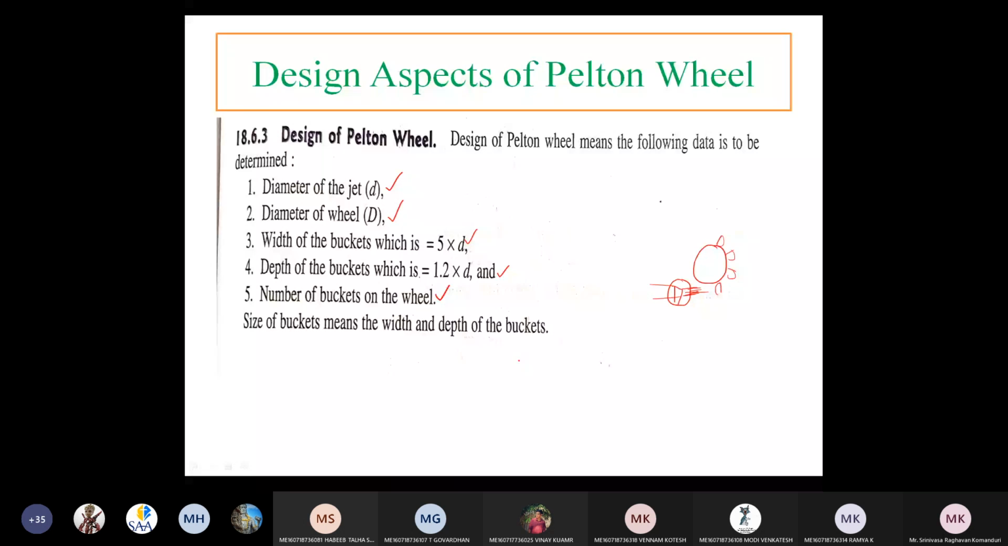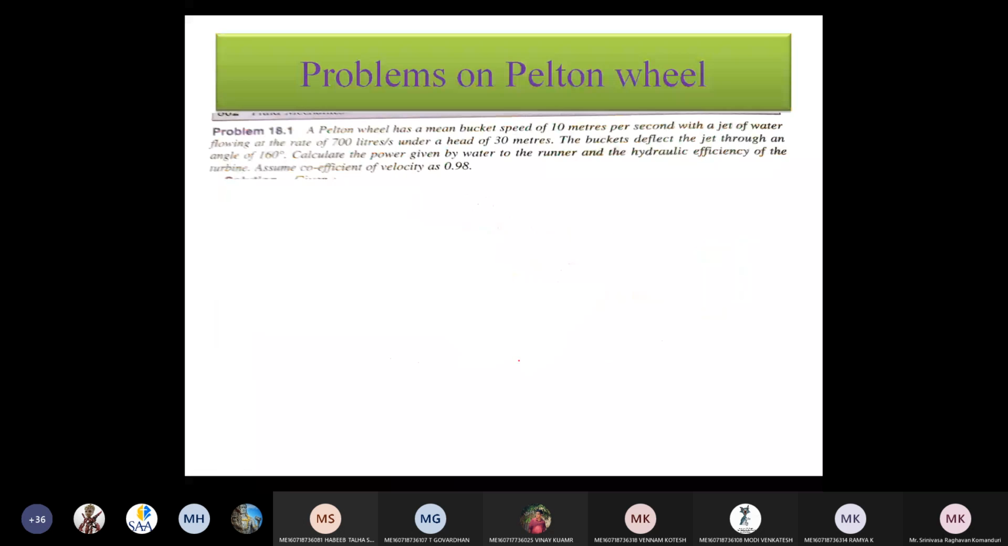Next, we will solve problems related to the Pelton wheel. To solve this problem, first you need to remember the inlet and outlet velocity triangles. If you know that, it is easy. First, note down the given data. What is the given data?